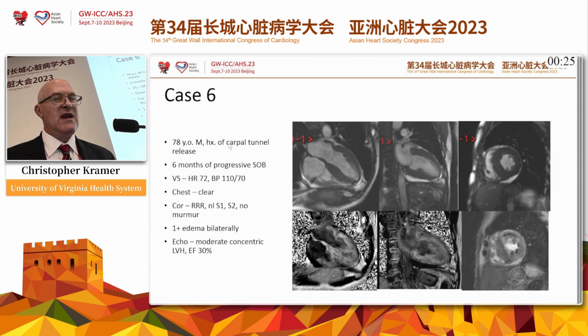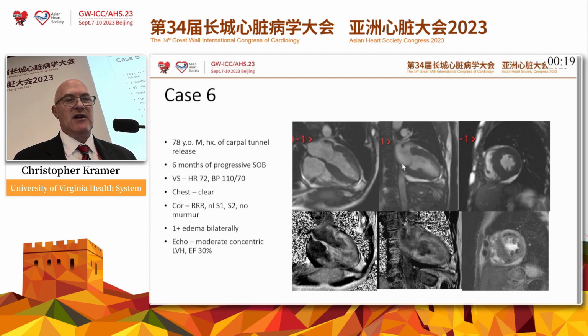The last case is a 78-year-old gentleman with a history of carpal tunnel release. I apologize, these movies don't play, but I can tell you he had global dysfunction and an EF of 30%. It appears that there's asymmetric septal hypertrophy. One might think this is HCM, however, this is an HCM mimic.